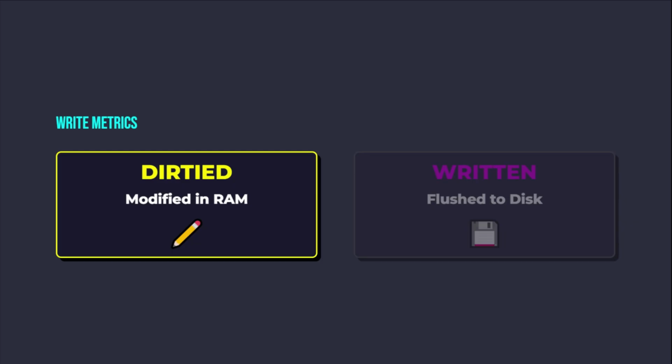When data modification occurs, we track shared dirtied and shared written. Shared dirtied counts blocks modified in memory but not yet flushed to disk. This metric indicates pending write load that the system must eventually handle.